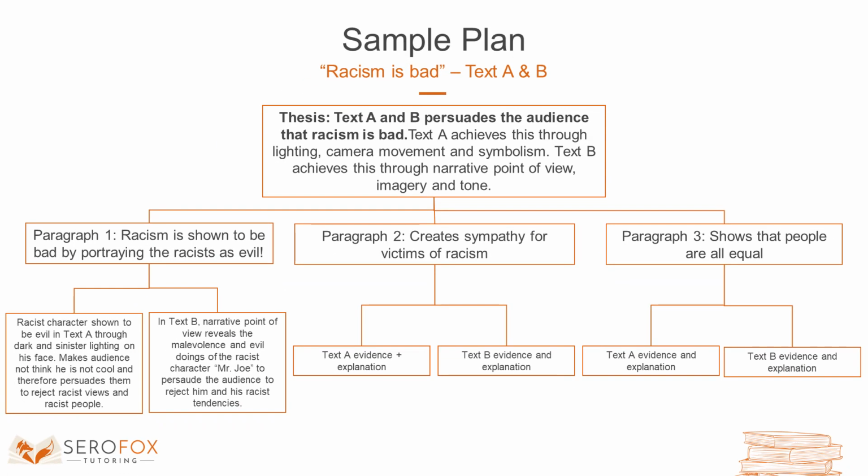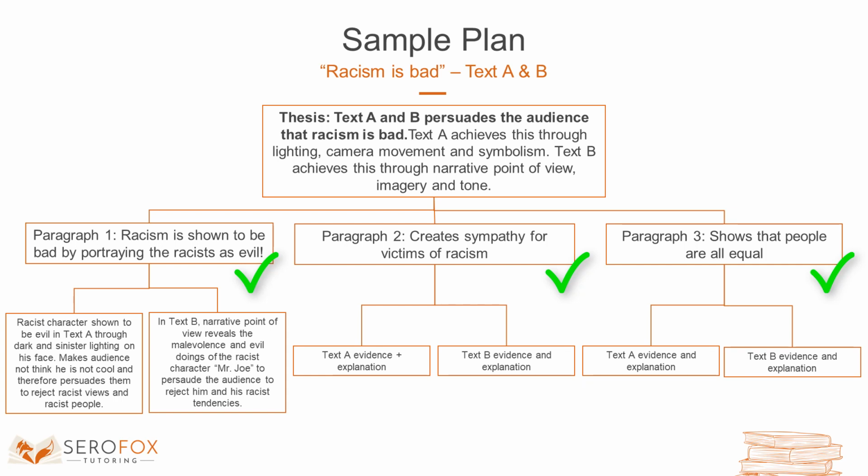Now for each of my paragraph topic sentences, you can see how I've managed to organize them according to common ideas and arguments. The first paragraph will be about how both texts show that racists are evil, which then leads to the idea that racism is not good. The second paragraph says that both texts create sympathy for the victims of racism, which makes us feel sorry for the victims and then reject racism. The last paragraph talks about how both texts show that all people are equal and that racism has no room in our society, which therefore persuades the audience to reject any racist ideologies.